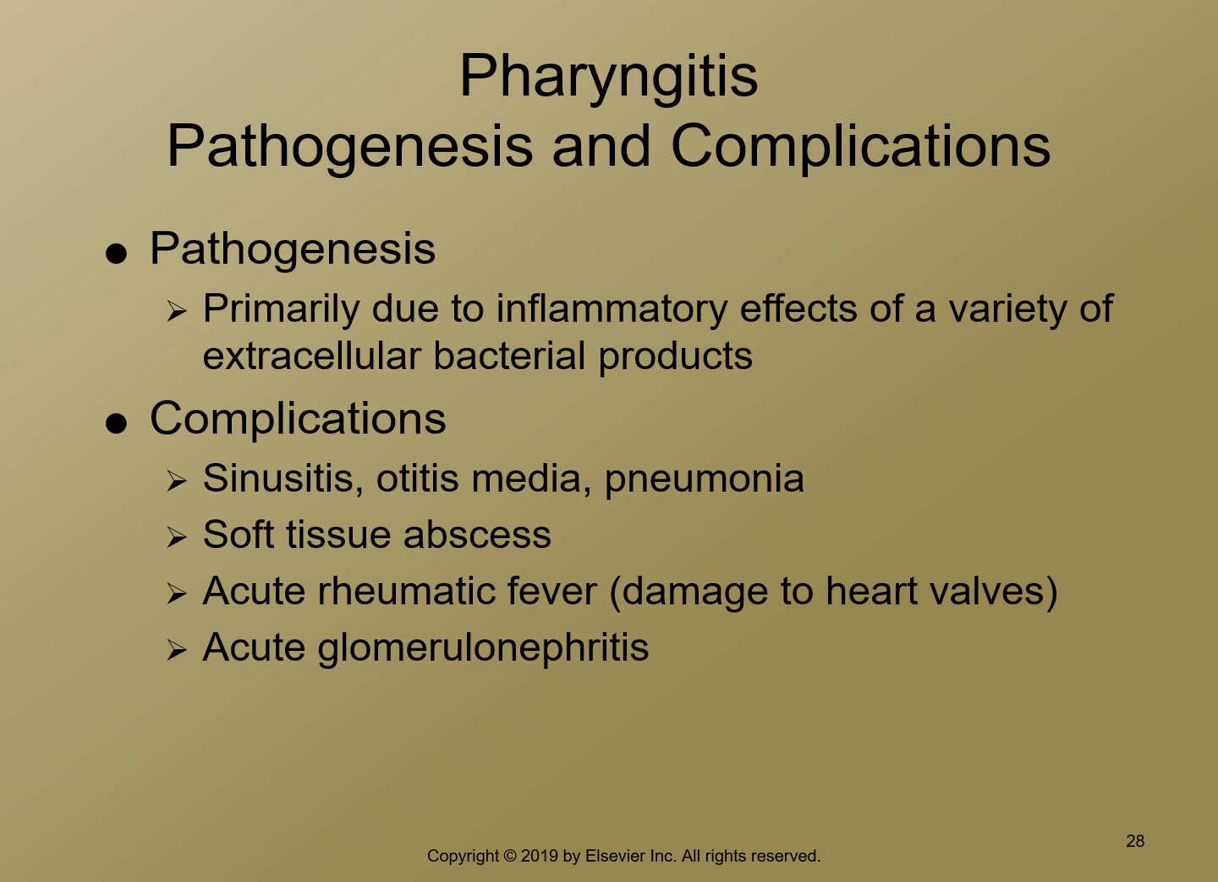Occasional complications can occur as a result of pharyngitis, particularly with group A strep. These include sinusitis, otitis media, pneumonia, soft tissue abscesses, acute rheumatic fever, which results in damage to heart valves, and acute glomerular nephritis.